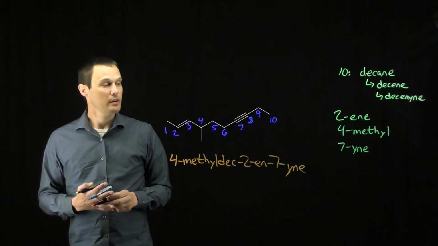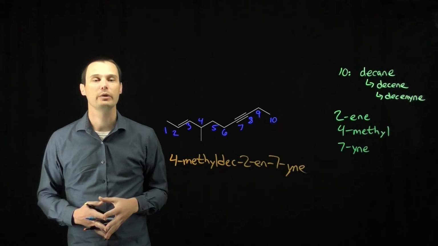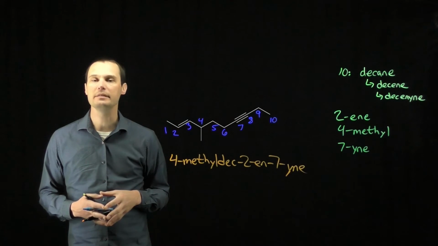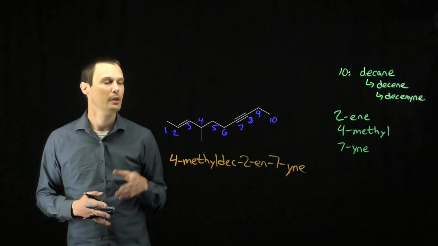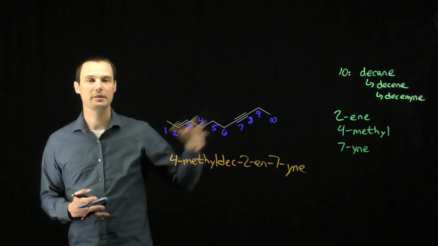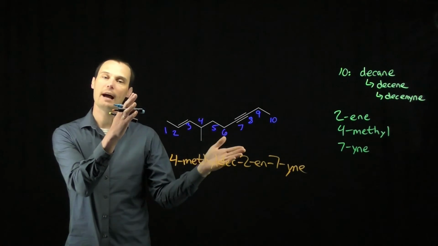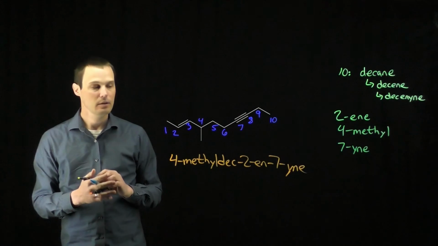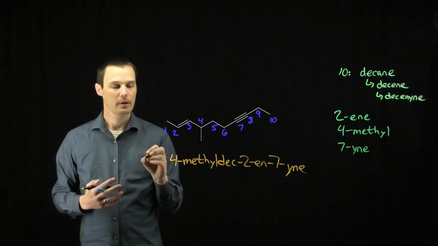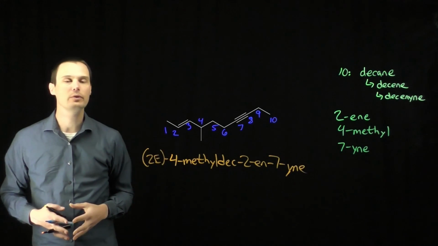This is the name of the carbon structure of this molecule. There is one more piece of information we need to include. This alkene exhibits EZ geometry, so we need to include the EZ notation for this particular alkene. The methyl group on the left side is the highest priority, and the carbon for the rest of the molecule chain is the highest priority on the right side. Those two priority groups are on opposite sides of the alkene, so this will be an E alkene. So this would be 2E, 4-methyl, dec-2-ene, 7-ine.